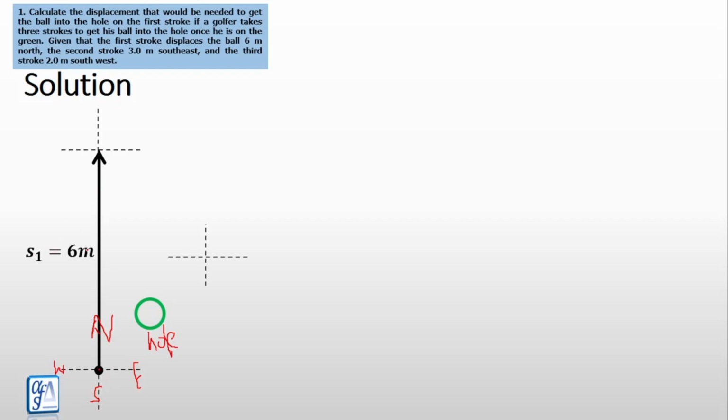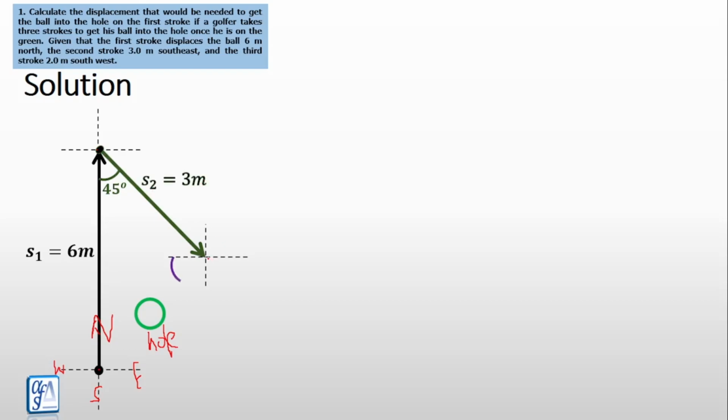Now, after that, the second stroke is what? 3 meters southeast. Because it's southeast, it will be exactly 45 degrees from the south. So exactly 45 degrees from the south, and this is southeast. So we look at this: the second displacement is 3 meters to this point.